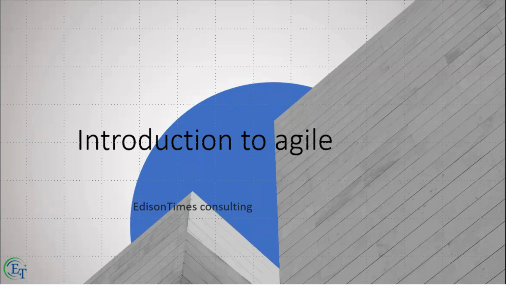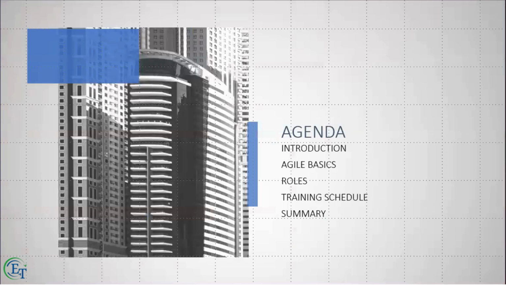So in this session, we're going to talk about an introduction to scaled Agile and the trainings or the services that I or EdisonTimes offer as part of this session. This is going to be our agenda. We're going to go through an introduction. We'll talk about the Agile basics, the roles and responsibilities in an Agile framework like Scrum or Kanban. We'll talk about the training schedule that EdisonTimes offers and a summary or conclusion of this event.